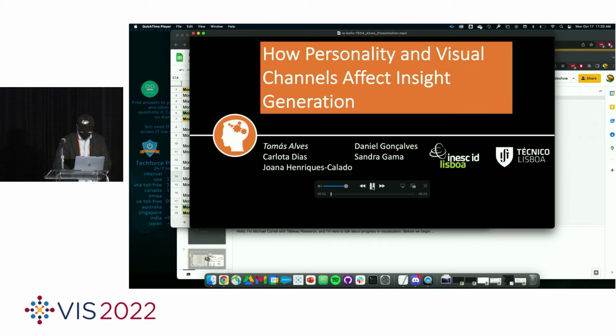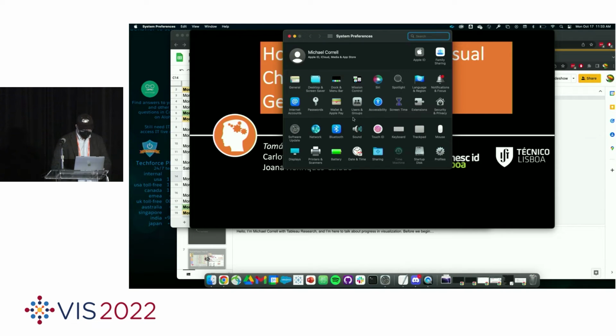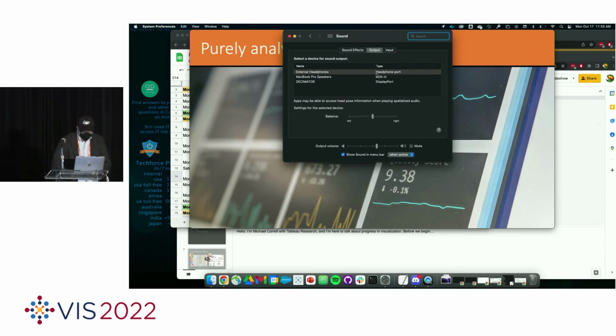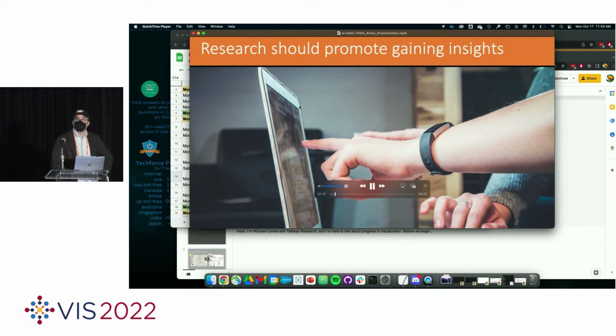Hello, my name is Mazal, and I'm going to present our work titled How Personality and Visual Channels Affect Insight Generation. Gaining insight has been considered one of the major purposes of visualization. Further, several researchers advocate diversifying evaluation beyond traditional measures, such as task completion time and accuracy. In particular, research should promote insight extraction to amplify our understanding of analytical reasoning.